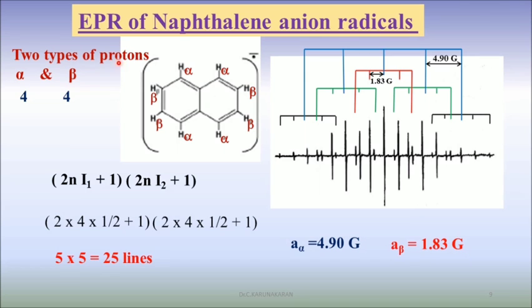The unit for hyperfine coupling constant is Gauss, whereas J is in Hertz. The formula used to calculate the number of lines is (2nI plus 1) into (2nI plus 1). Therefore, 2 into 4 and I equal to 1 by 2, so there are 25 lines. It agrees with the number of lines obtained in the actual spectra.